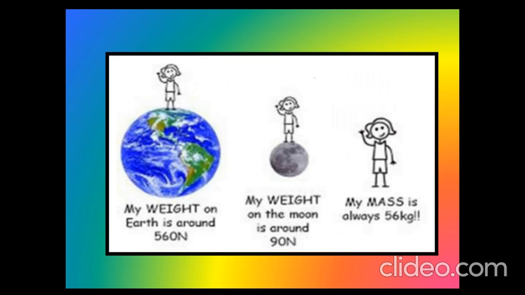Children, do you know weight and mass are different? Our weight is different on Earth and on the Moon. On the Moon, it is 6 times less than that on the Earth. But our mass is always the same.